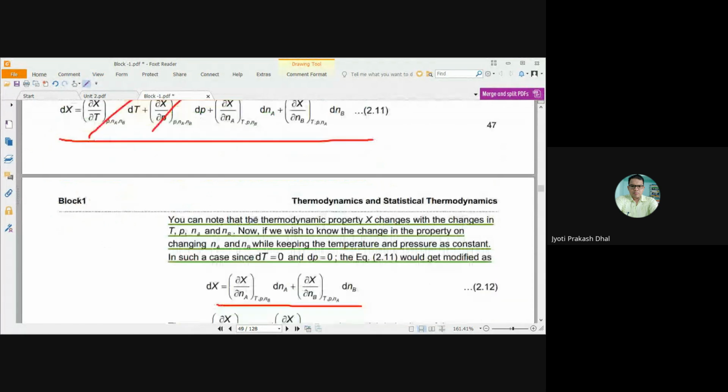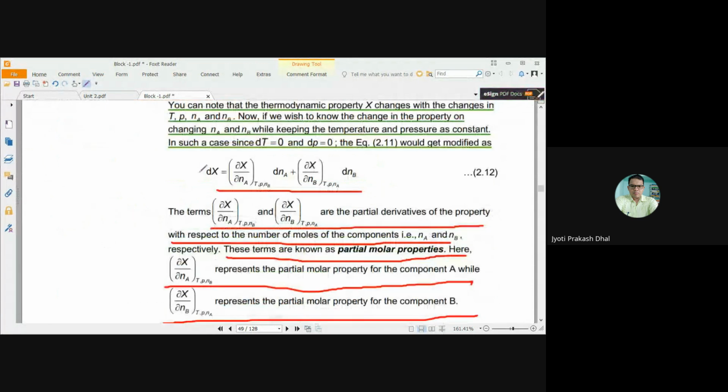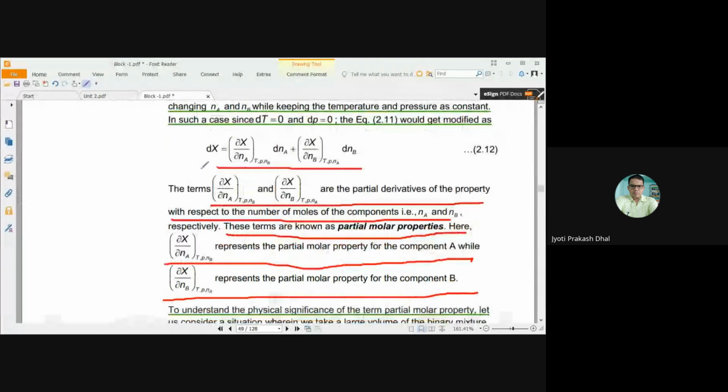And hence we will find dX equals (∂X/∂Na) dNa at constant temperature, pressure, and constant number of moles of B, plus (∂X/∂Nb) dNb at constant temperature, pressure, and constant number of moles of A. So here in this expression 12, the two terms (∂X/∂Na) at T, P, Nb and (∂X/∂Nb) at T, P, Na are called partial derivatives of the property with respect to the number of moles of the component, that is Na and Nb.